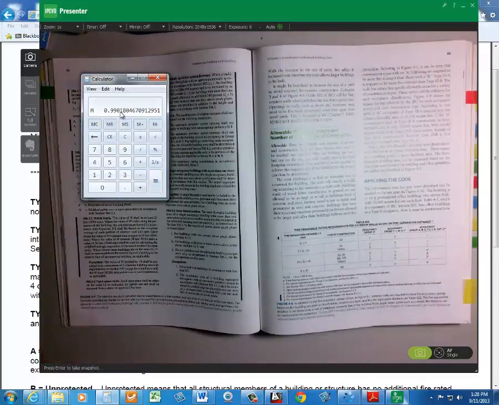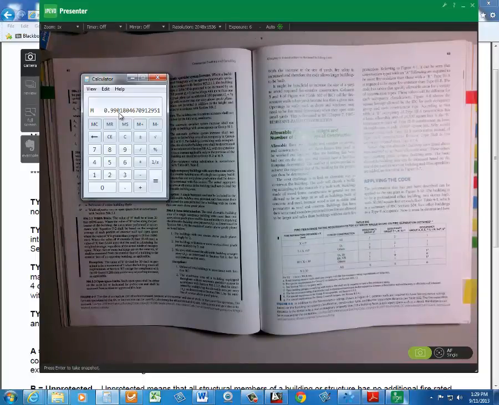Comes up to 0.99. So the increase is really nil. The area increase due to frontage, there is no area increase due to frontage. I don't have enough frontage to allow my area to increase. Any questions?